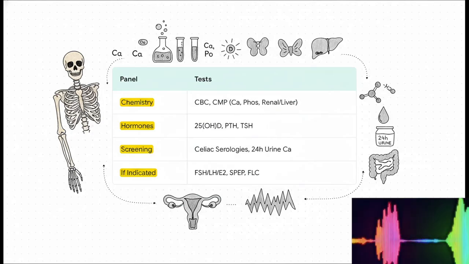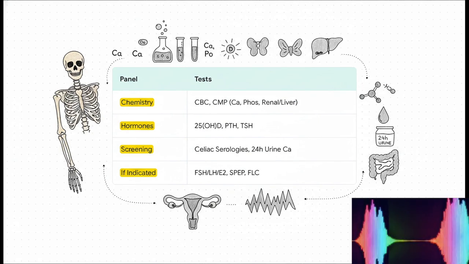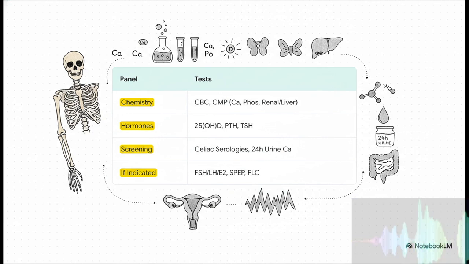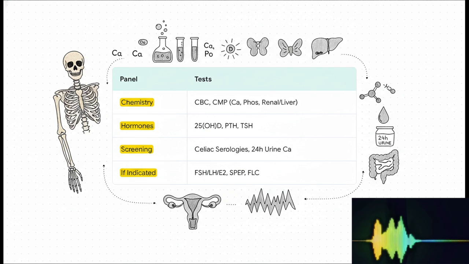This initial panel of labs is designed to be incredibly high yield. Your basic metabolic panel gives you calcium, phosphate, and kidney and liver function. We check a 25-hydroxyvitamin D, PTH, and TSH for the most common endocrine culprits. A celiac screen is non-negotiable because it can be completely silent clinically.